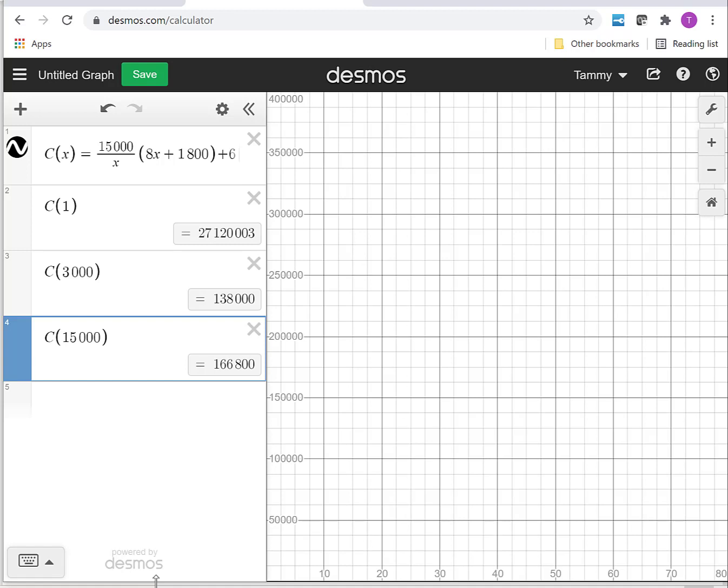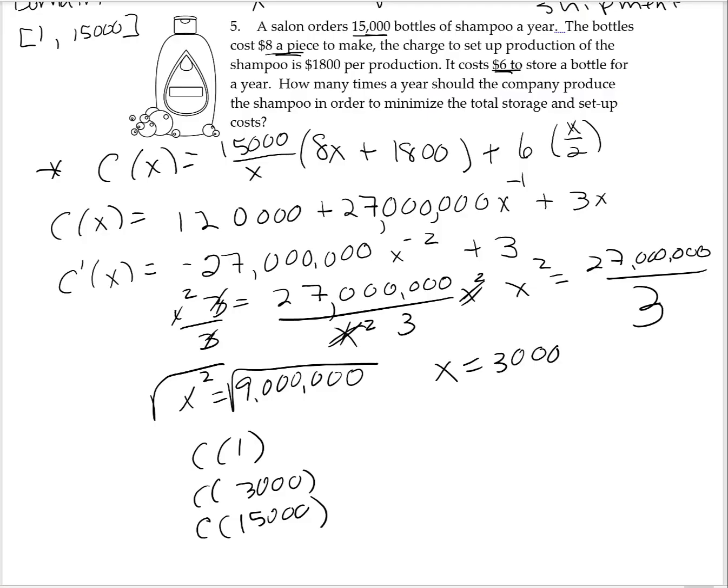Ordering one at a time, $27,120,003, really expensive. Order 3,000 at a time, we'll spend $138,000. And if we order 15,000 at a time, we spend $166,800, so that we see a savings at ordering 3,000 at a time. So we found out this gave us our min.